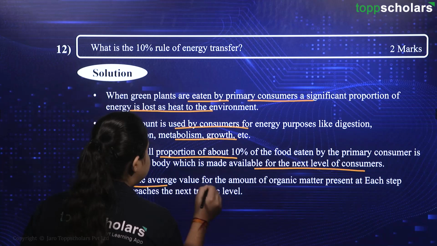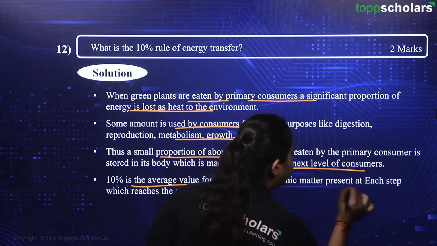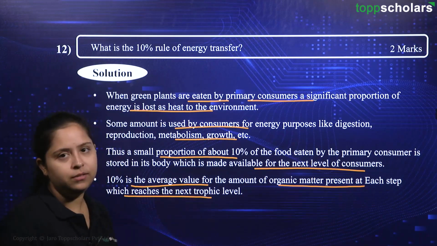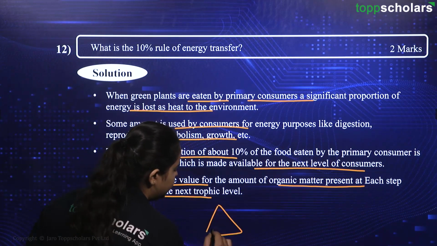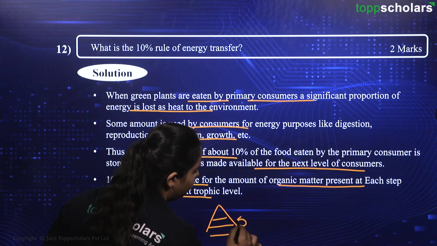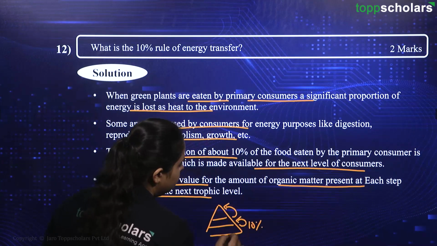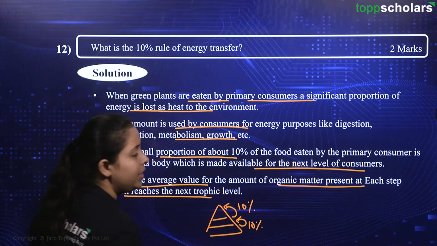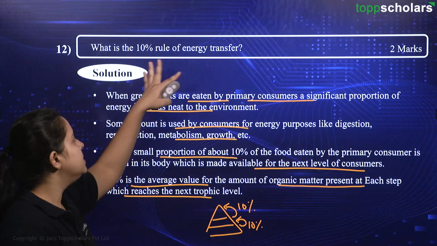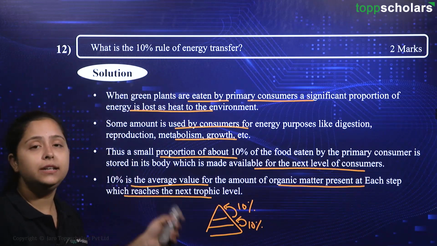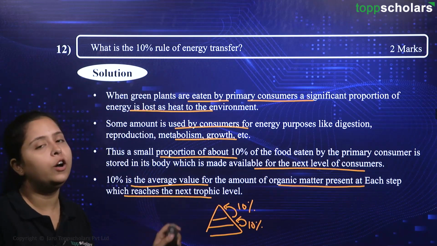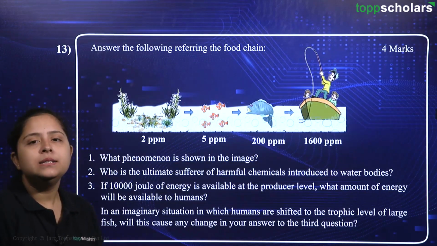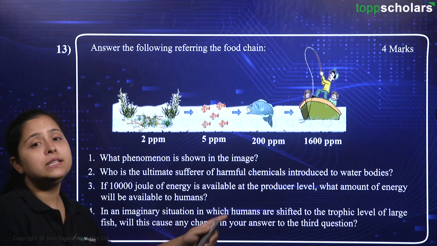Coming here, 10% is the average value for the amount of organic matter present at each step which reaches the next trophic level. So if I have this energy pyramid, then 10% will go over here. Here, what the primary consumer has stored, of that only 10% will reach the secondary consumer. So this is the 10% rule of energy transfer. I hope it is clear to you because this forms the basics for many questions that can be formed from this topic. So friends, coming back to this question, it is asked for 4 marks.